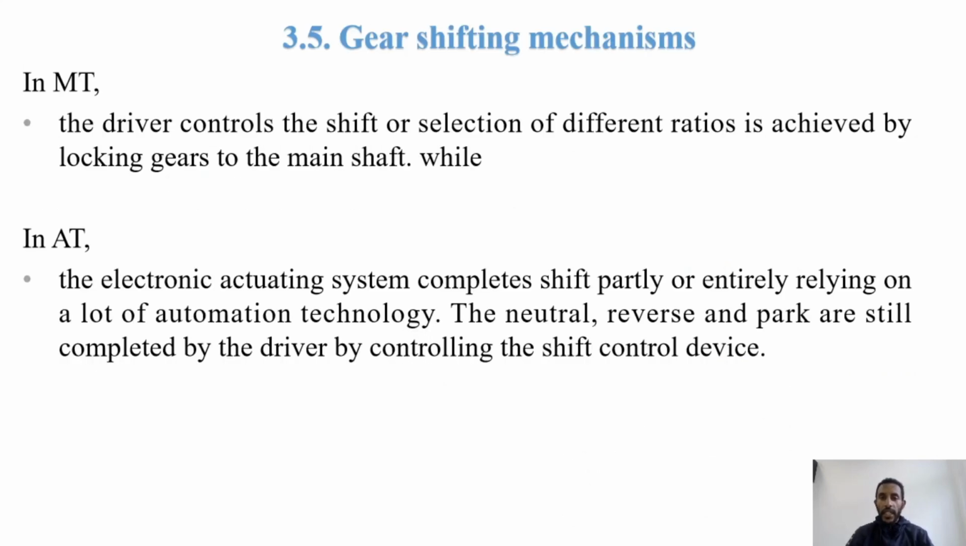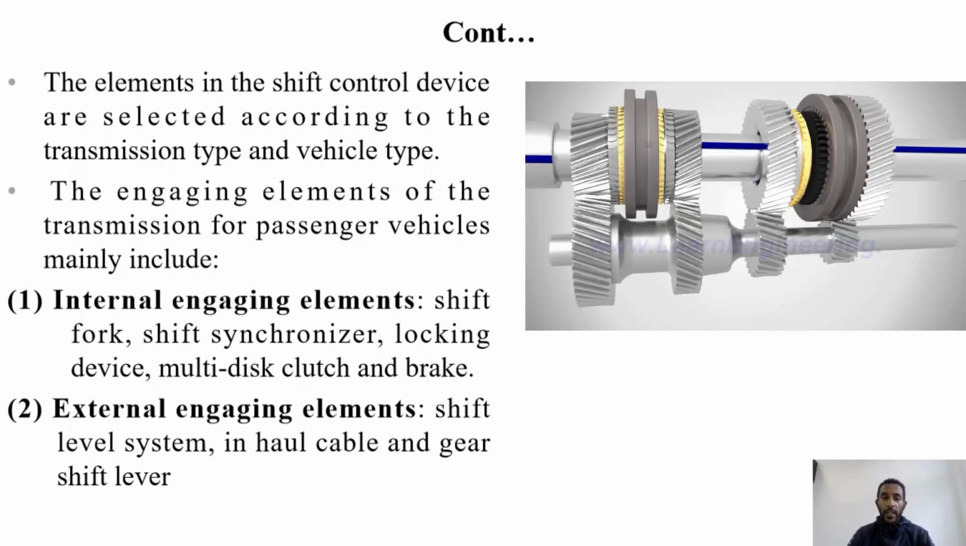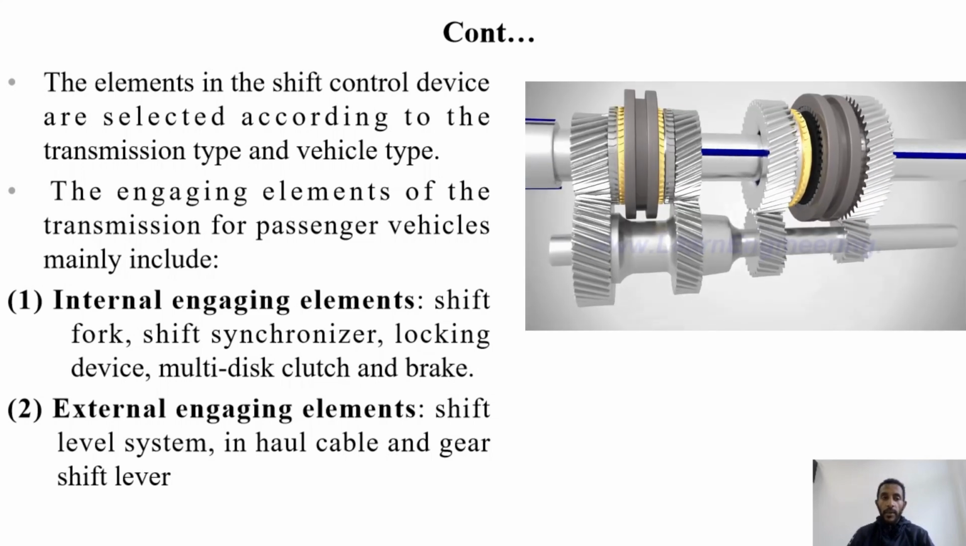When we come to the gear selection mechanism, in a manual drivetrain, the driver controls every action by considering the engine speed, the engine load, and the vehicle speed. At the same time, in automatic transmission, these tasks are performed by the electronic control unit or the hydraulic pressure in the case of conventional hydraulic and electronic control transmission. This gear shifting mechanism will have elements. We can categorize these elements into 2 parts.